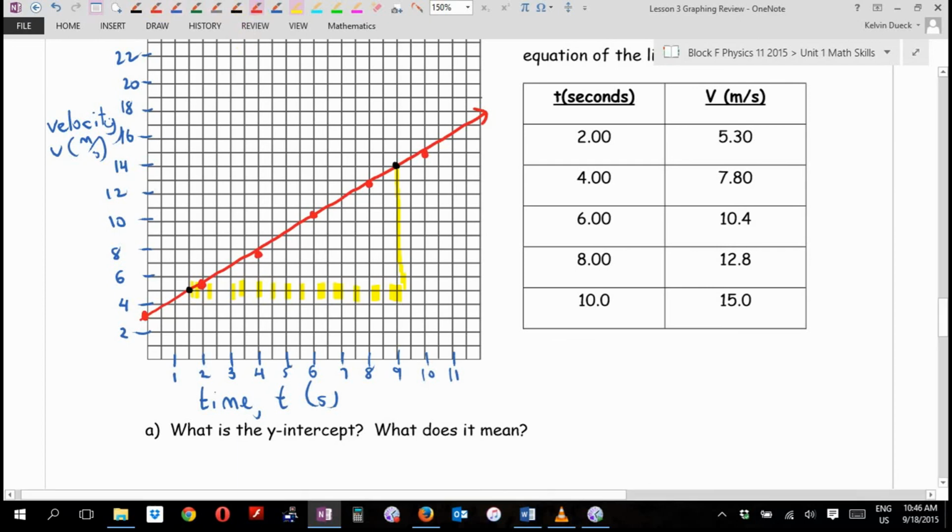My rise is, let's see, from 5 to 14. My rise is 9, 5 to 14, yes. And my run is 9, 1.5. Okay. 9 minus 1.5.